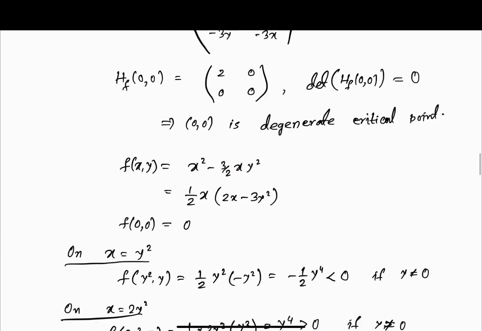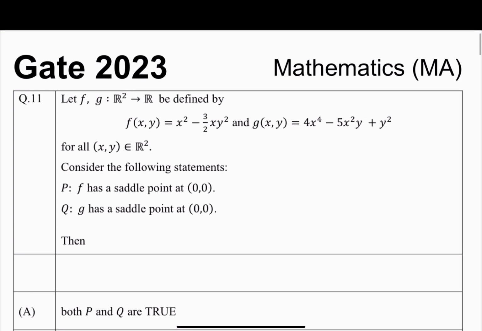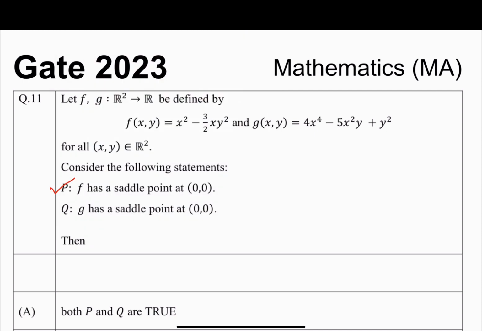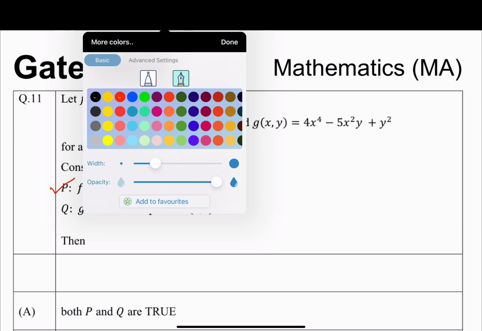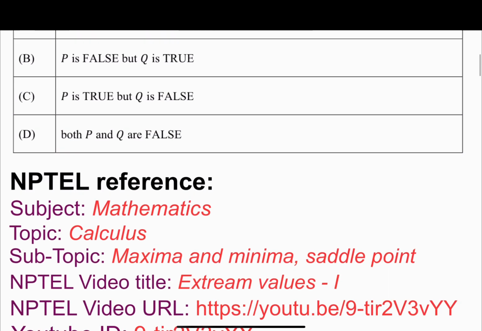So for F we have done it. Now we have to do it for G similarly. So F has a saddle point at (0,0). So P is correct, right? Now let's check for G. So what is G? G is 4x to the power 4 minus 5x²y plus y².